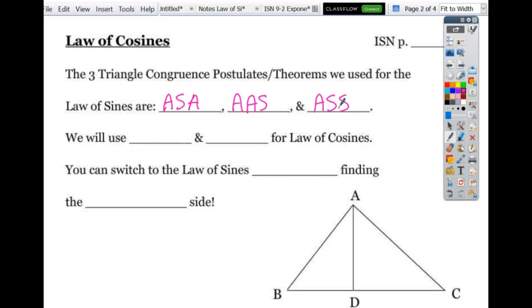So what we're going to use the law of cosines for is if we have three sides or two sides and an included angle. Two sides and an included angle. So you can switch to the law of sines after finding the largest angle.